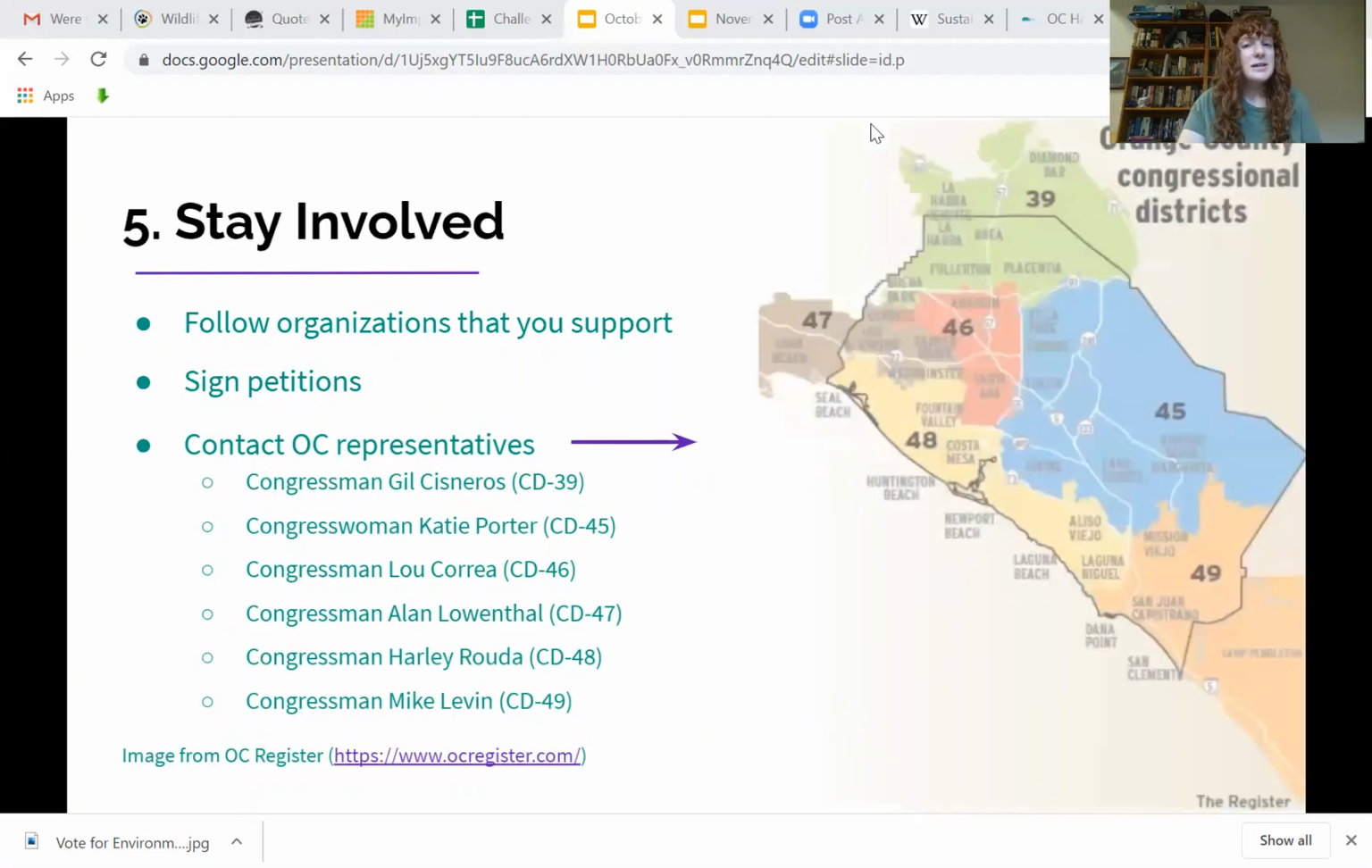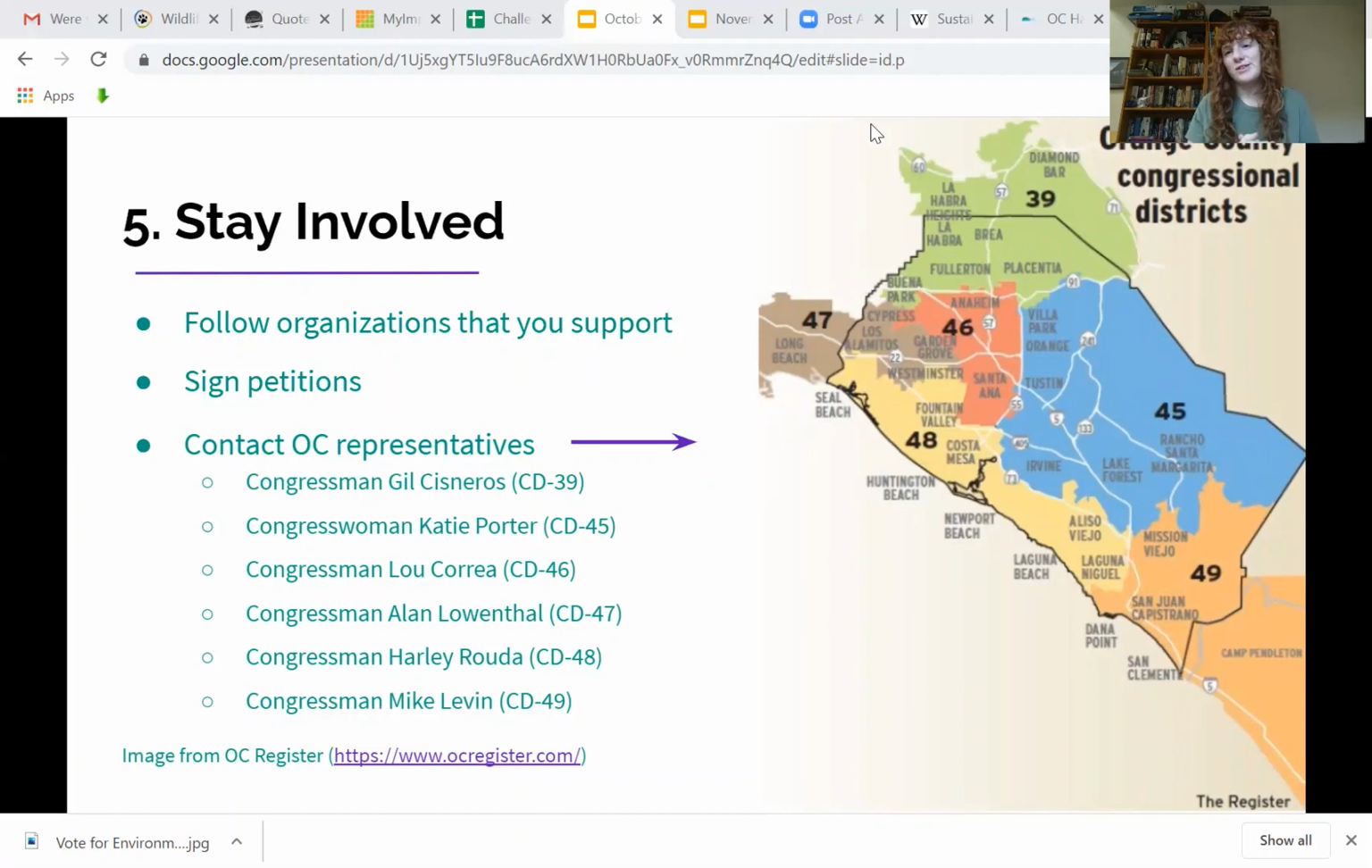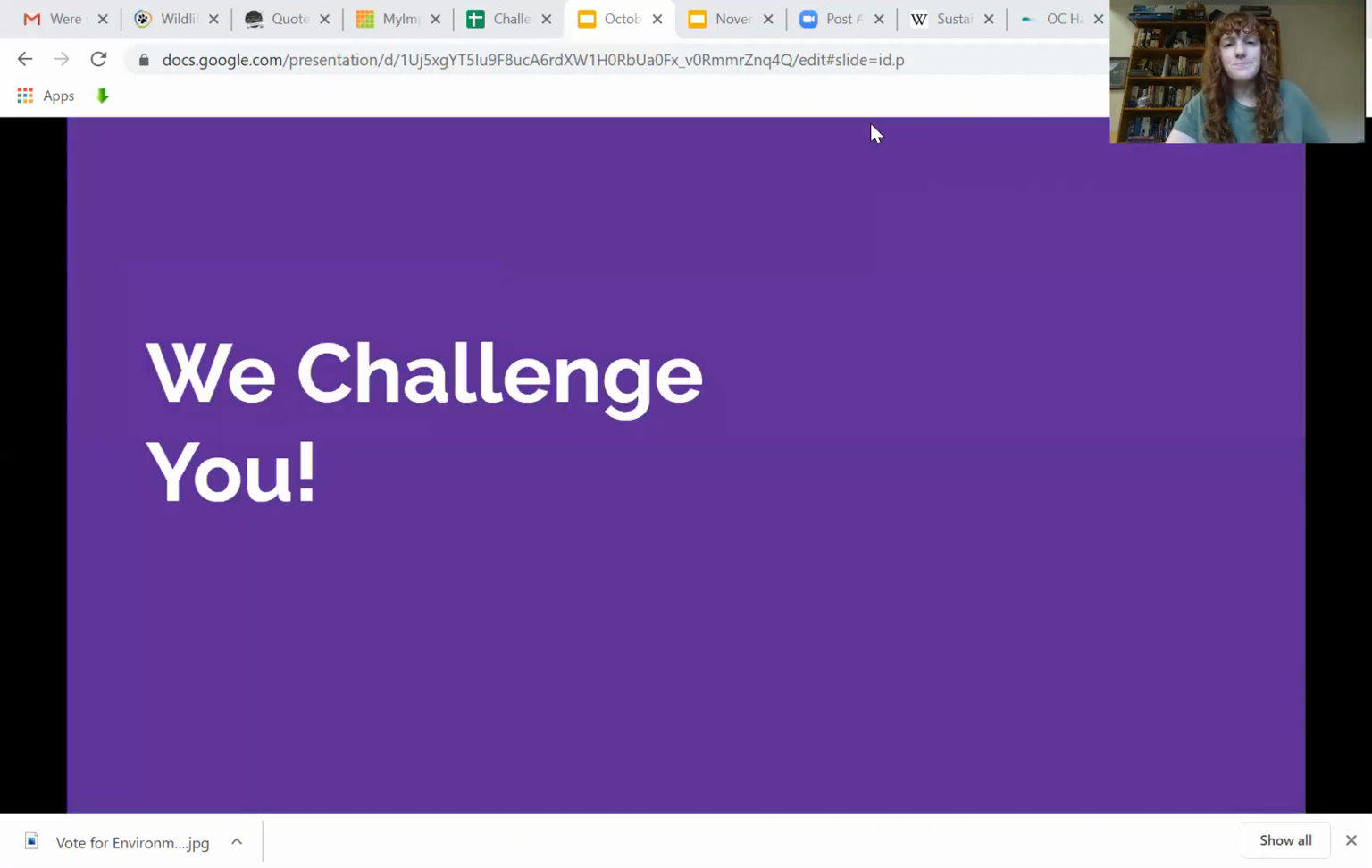So if anybody needs this map, I have a map of Orange County congressional districts, so that you can see what district you're in and who your congressman or woman is, so that you can contact them. And I will come back to that at the end, in case anybody needs it.